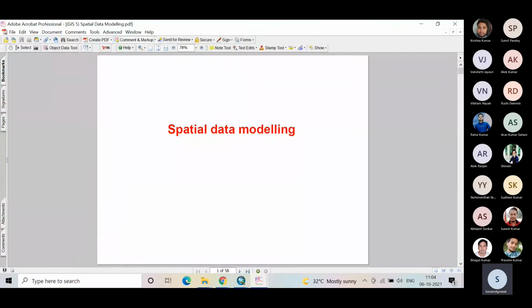Okay, so in the last class we discussed different concepts. We have covered the topic of spatial referencing.